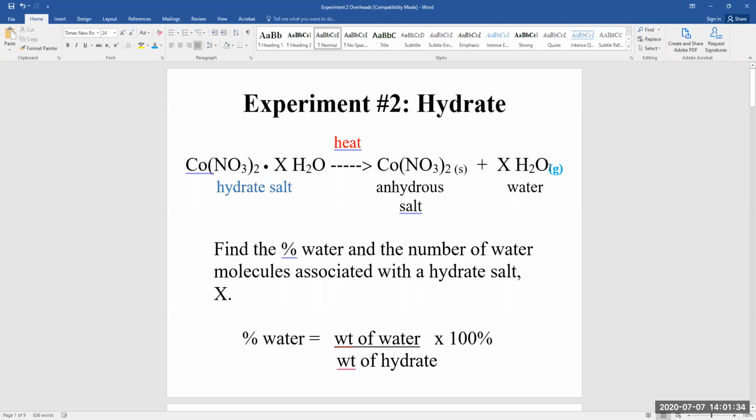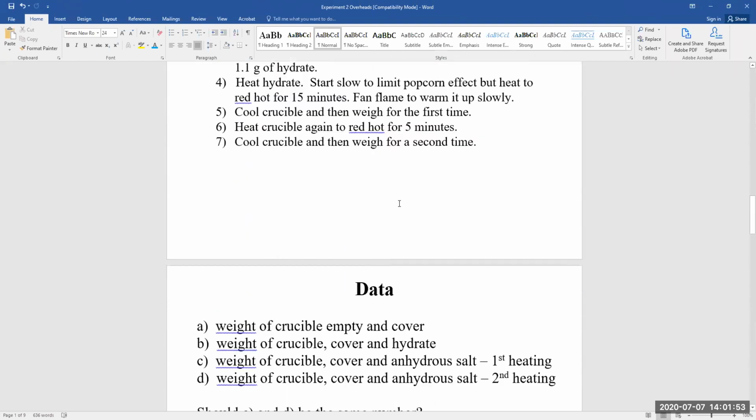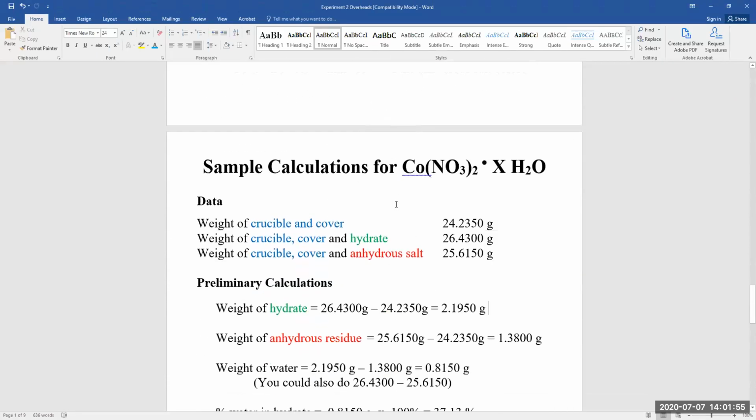If I divide the moles of water by the 1 associated with the 1 mole of cobalt nitrate here, I would get X. So if I can figure out the moles of water and divide it by the moles of the anhydrous salt, I should get X. So it's the value of the anhydrous salt that's going to be useful for finding X.